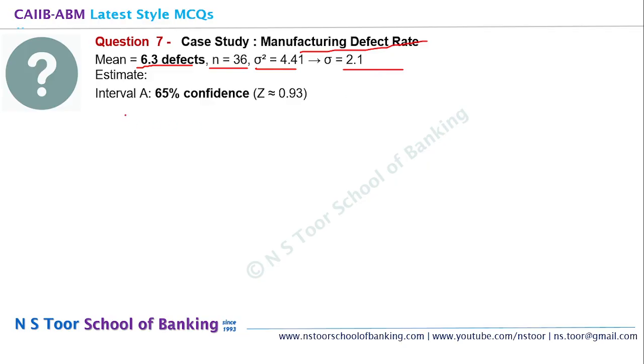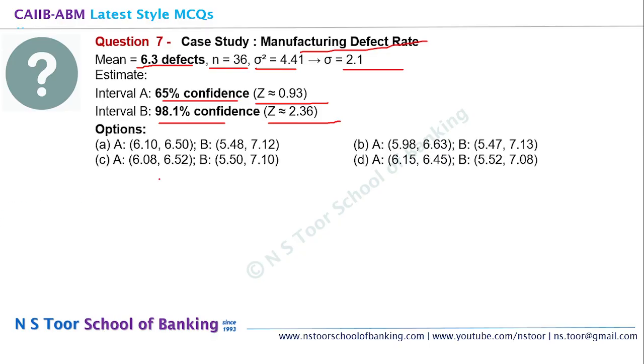Now we have to find interval A at 65% confidence. From the table they have given us the figure that Z is equal to 0.93, and for interval B at 98.1% confidence level, Z is equal to 2.36. Now we have all the basic information. Now let us do the calculation.